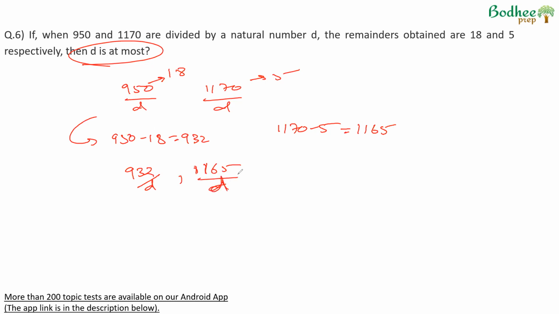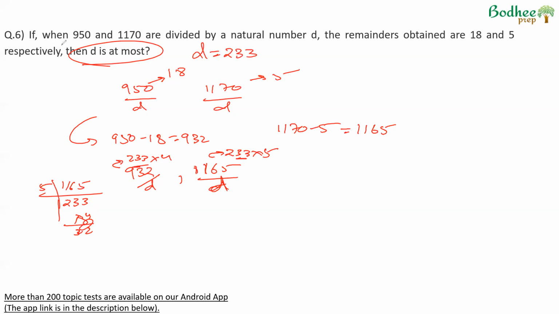So basically, we are looking for the largest divisor of 932 and 1165. We can factorize or look at the difference. 932 is 233 into 4, and we could simply have taken the difference as well. 1165 is 233 into 5. Clearly, the largest number which is common in both of them is 233. The value of d is 233.